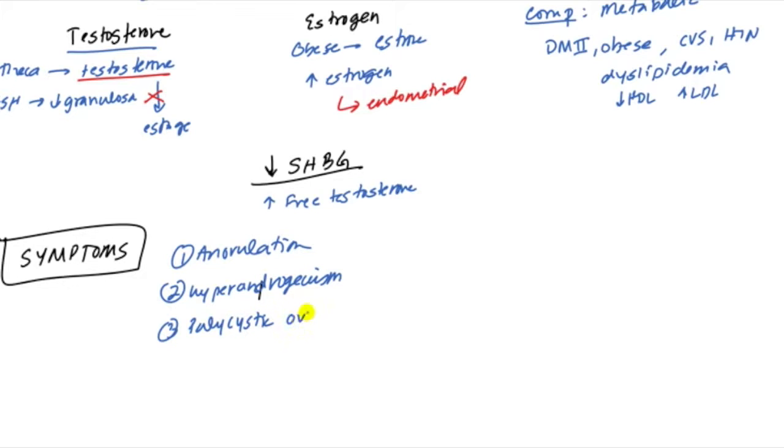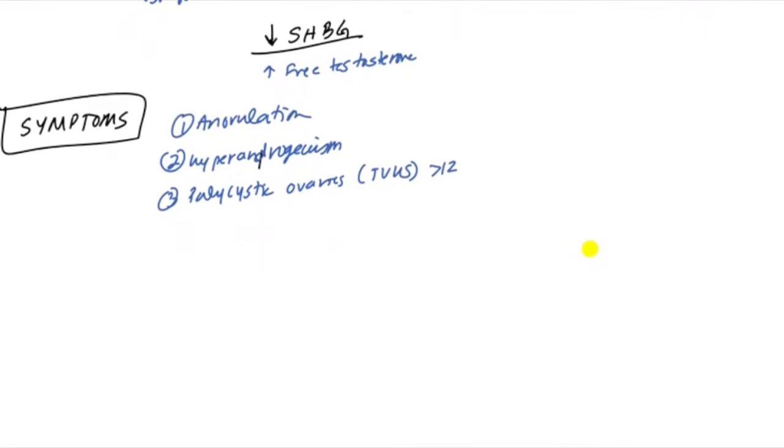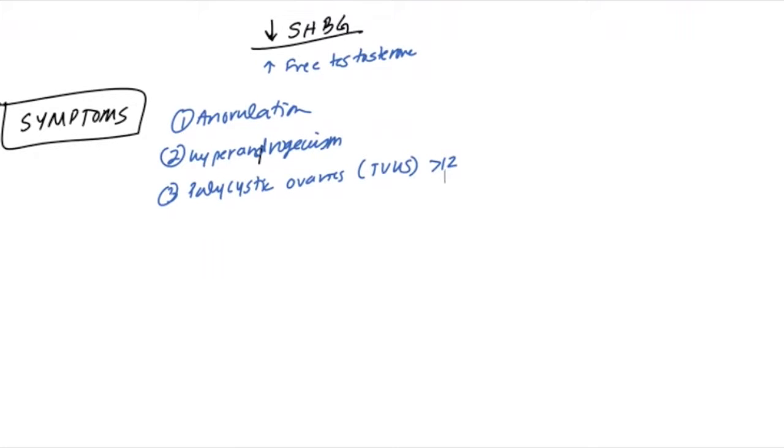And of course, to see this, you do need to do a transvaginal ultrasound to detect this. And usually 12 is the number, and greater than 12 cysts is what you're looking at. And also, a large ovary can suggest this as well. Besides these 3 main symptoms, there also are other problems as well.